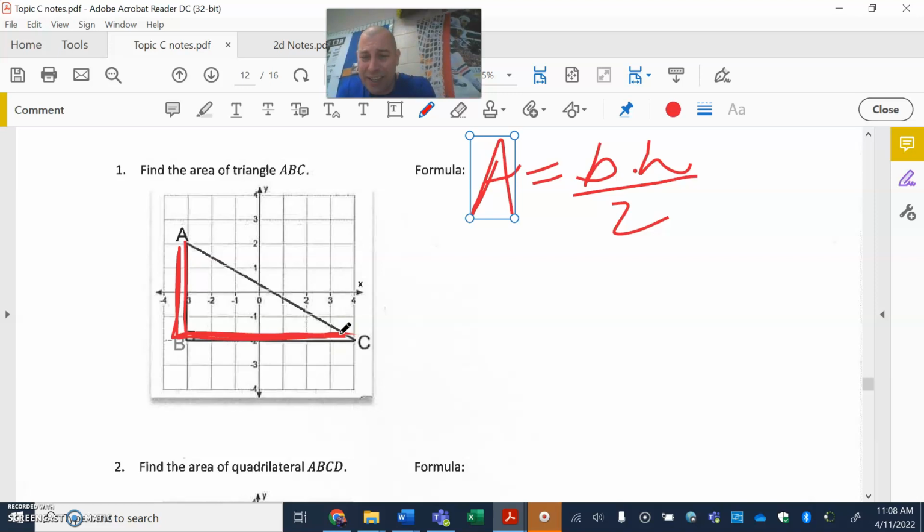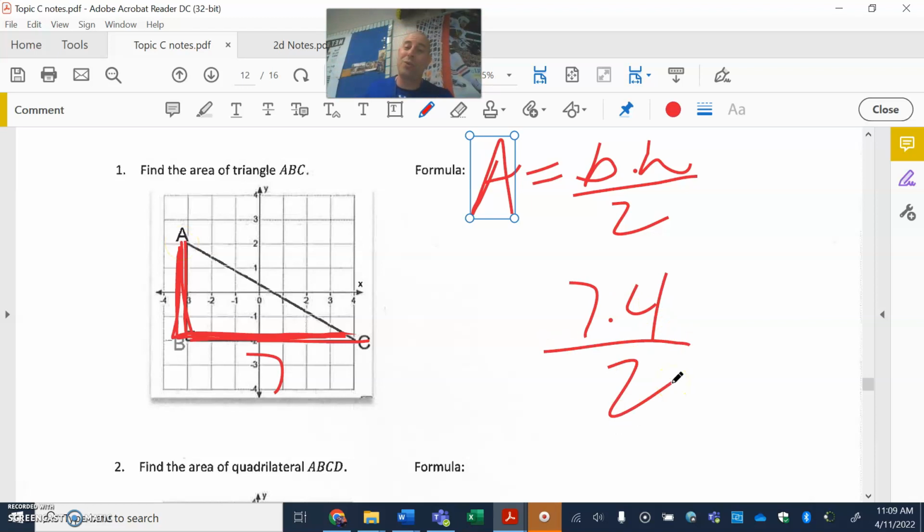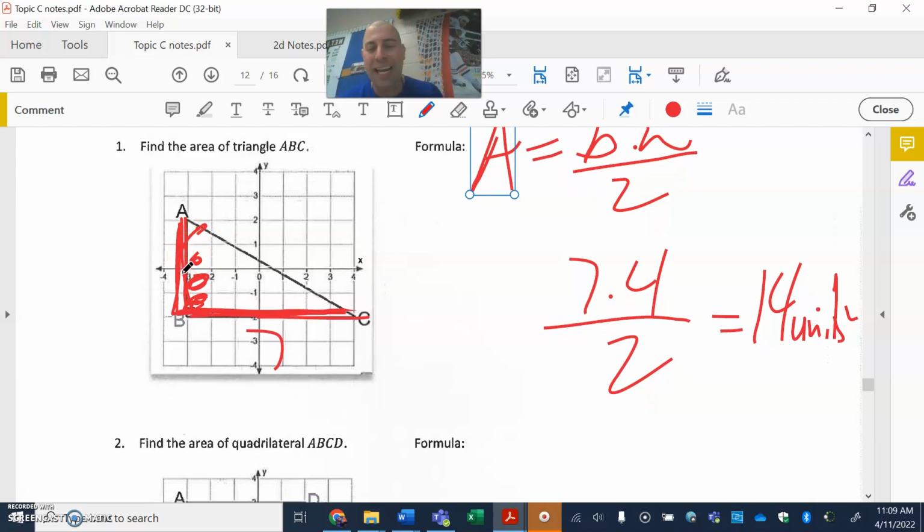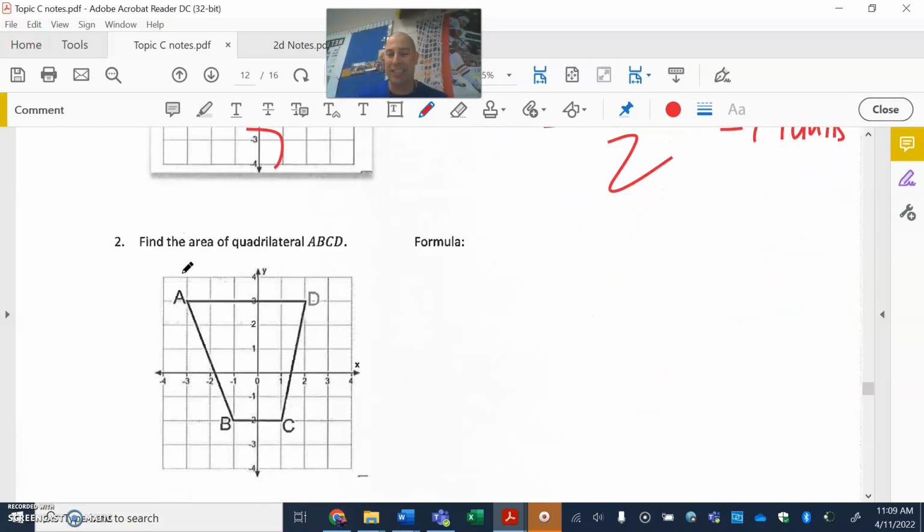So let's see here. It's 3 to get to there, 4 to get to there. That makes 7. Then 2 to get to there, 2 to get to there, so that's a 4. 7 times 4 is 28. 28 divided by 2 gets us to 14. So it's 14 units squared. Again, you can count, 1, 2, 3, 4, and that's going to get the job done when it comes down to it. But again, you're interested in acquiring that distance.